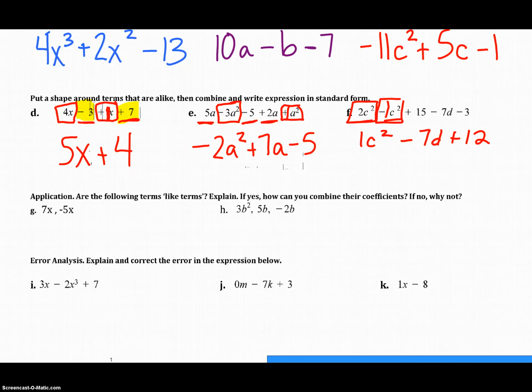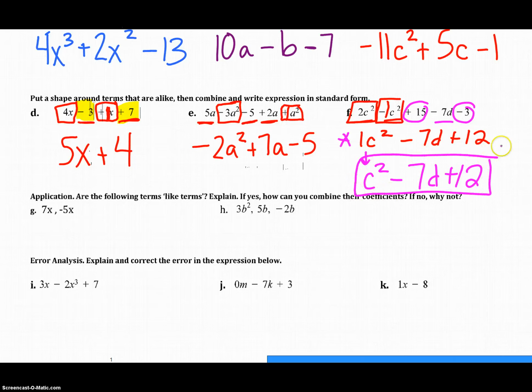Now when you combine these, you get 2c squared minus 1c squared. You get 1c squared. Now this case isn't quite done yet. You want to make sure you simplify that down to just be c squared. The 1 is always assumed. Then 7d. I couldn't combine those d's with anything, so it goes second because c comes before d. And exponentially, c squared is bigger than just 1d. And then my numbers, 15 minus 3, give me an answer of positive 12. So this is my final answer in standard form.